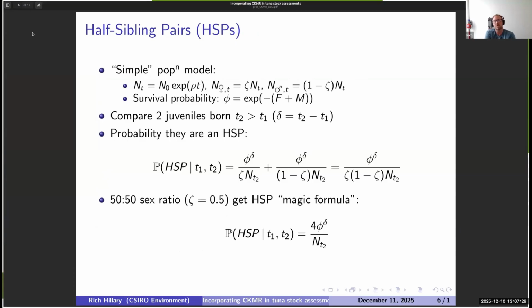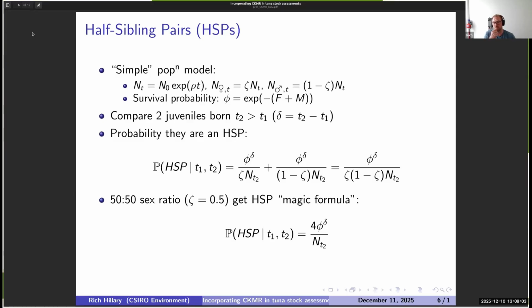So moving on to half-sibling pairs, and let's keep it in a pretty simple model setting. If we have a classic exponential growth or decay model for adult dynamics, which is given by that N_T, and we have a specific fixed sex ratio given by zeta there, so we've got males and females in here, and we define the survival probability as just that exponential relationship between the sum of F and M. All right, so consider that we're comparing 2 juveniles born in different years, in years T2 and T1, and we have that difference in the birth years.